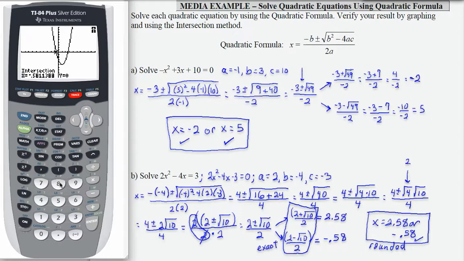Second calc number 5, I need to move my cursor so that I'm closer to the second intercept than the first. Hit enter 3 times, and this should confirm the 2.58. So I've confirmed my solutions. Notice that your calculator will not give you the exact solution. So if you're ever asked to find an exact solution to a quadratic equation, if it doesn't come from integer solutions, you're going to need to use this quadratic formula.